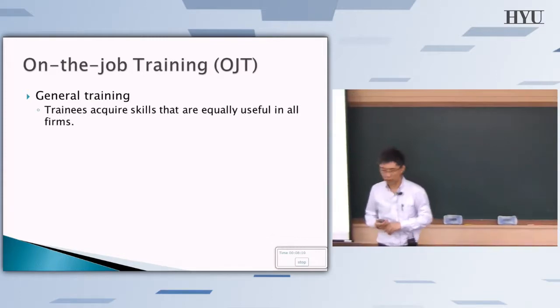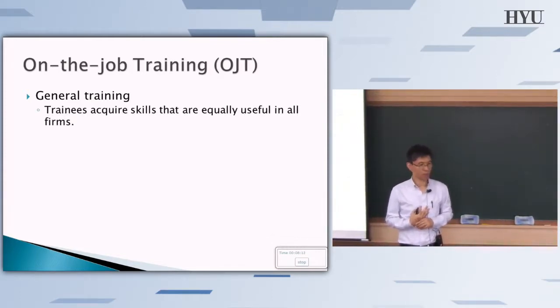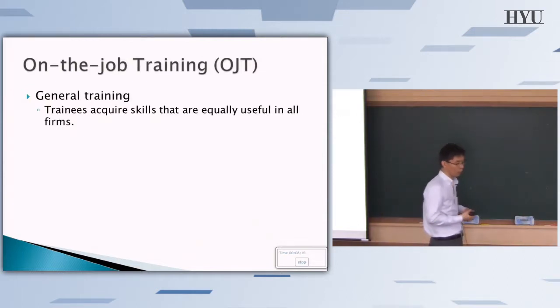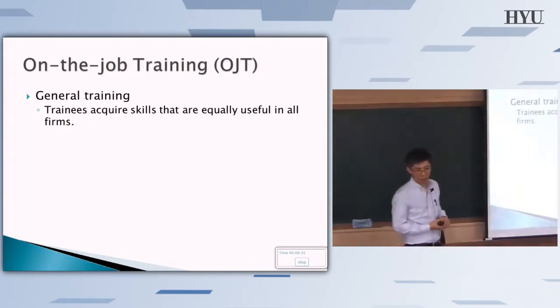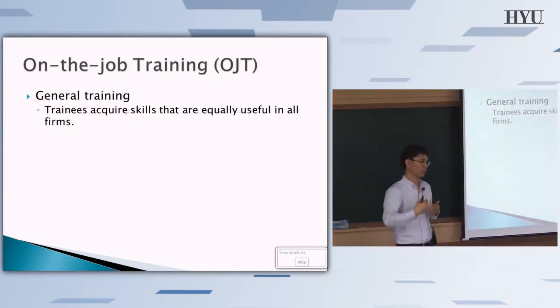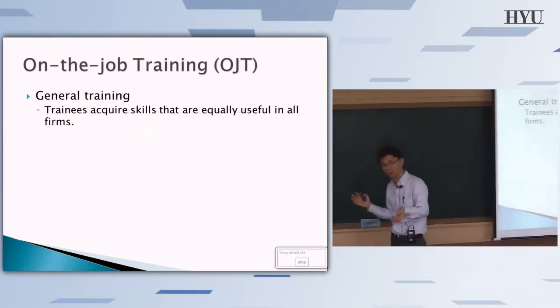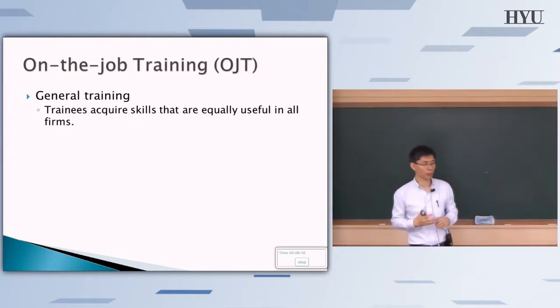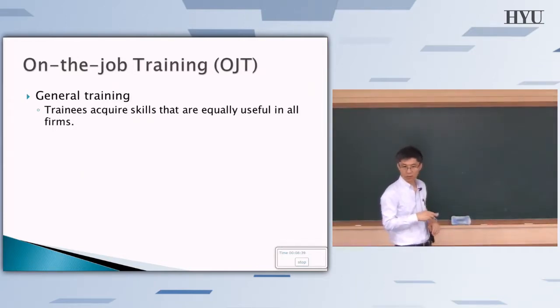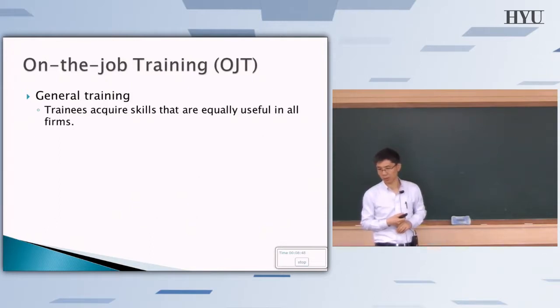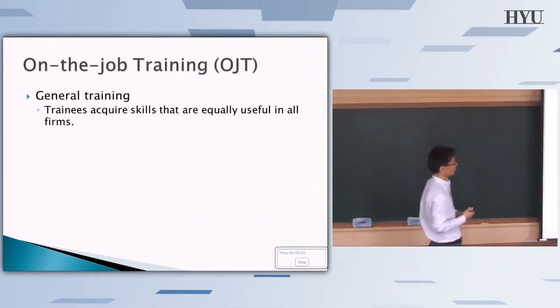General training is a training that gives the trainees a general skill that is equally useful in all firms. If you go through this type of general training, you will acquire a certain skill, and this skill is useful not only to your current employer, but also to any other employer. We call it the general training. And human capital obtained through general training is often called general human capital. This is a kind of skill that is equally useful.